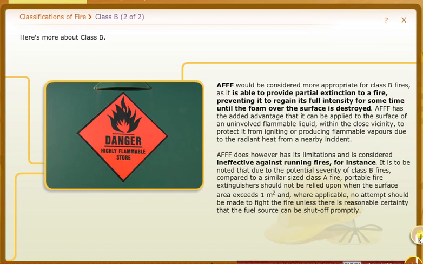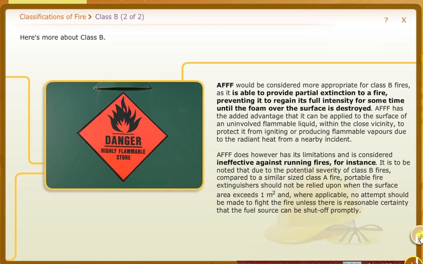AFFF has the added advantage that it can be applied to the surface of an uninvolved flammable liquid within the close vicinity to protect it from igniting or producing flammable vapors due to the radiant heat from a nearby incident. AFFF does, however, have its limitations and is considered ineffective against running fires, for instance.